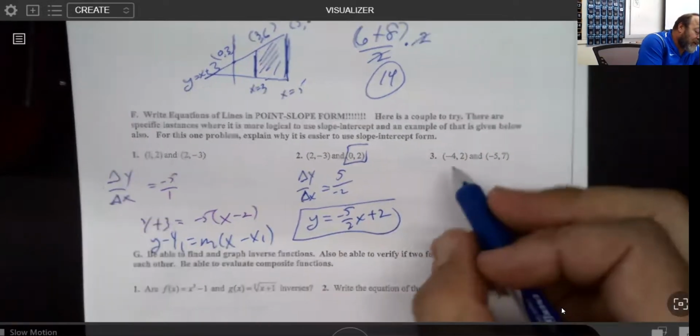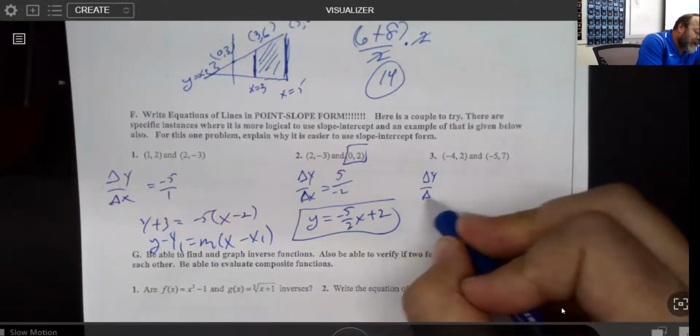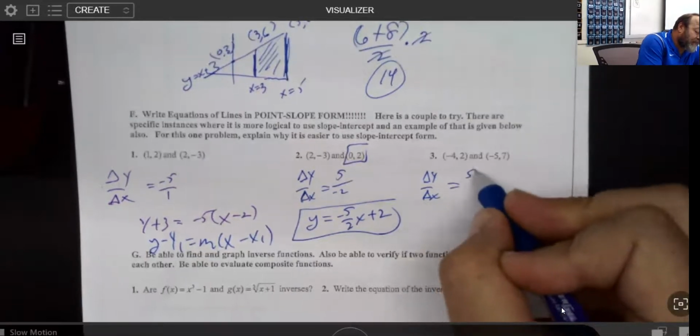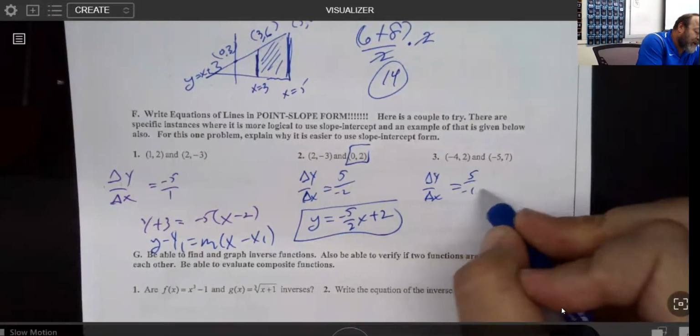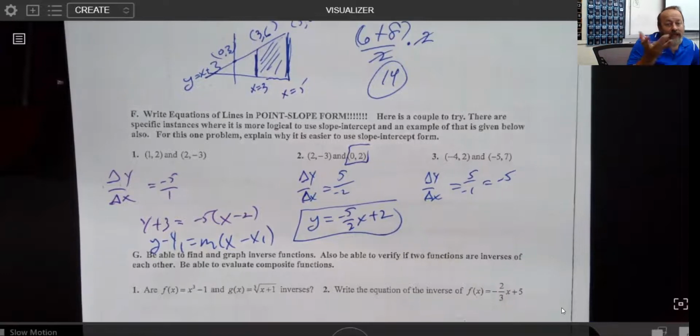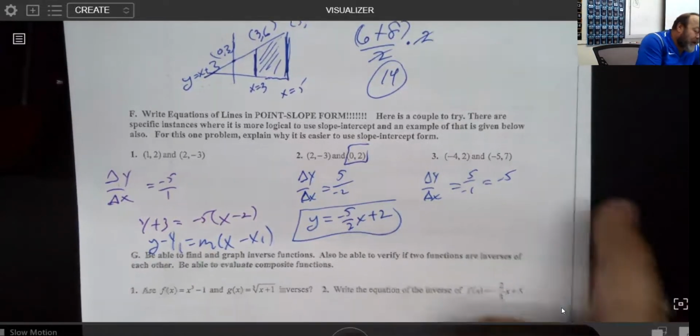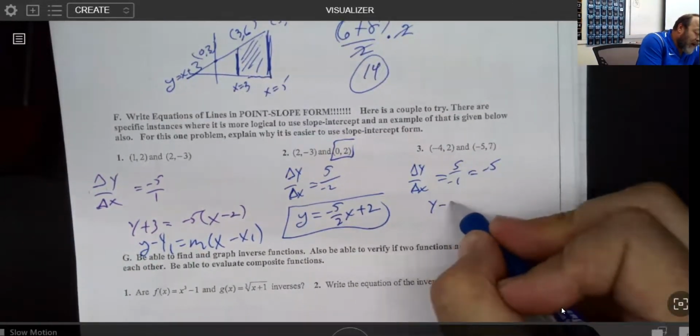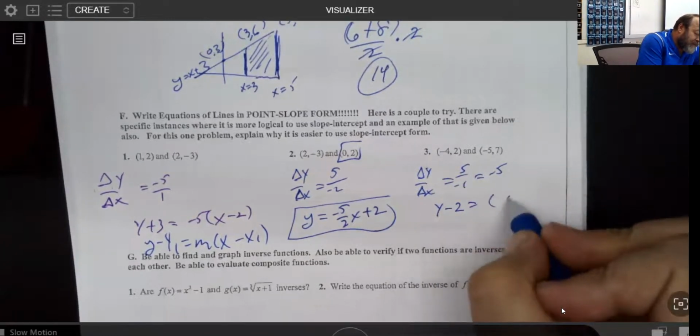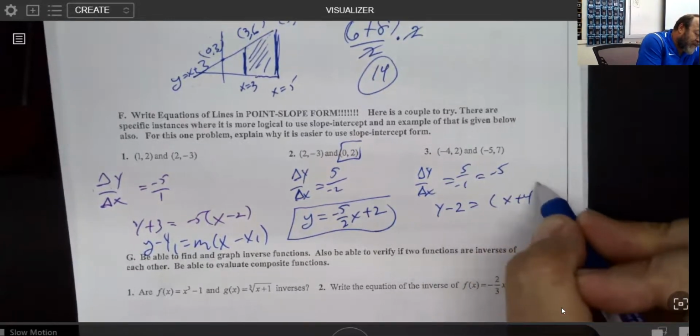Last one over here, what I see is that delta y over delta x appears to be, I'm going up 5 and I'm going down 1. So negative 5. Again, not a hard problem, but I think I would still probably go y minus the y value, x minus the x value, and throw a slope in front of negative 5.